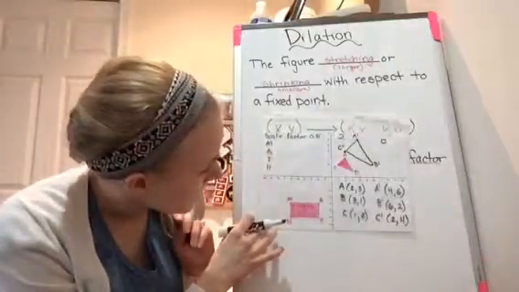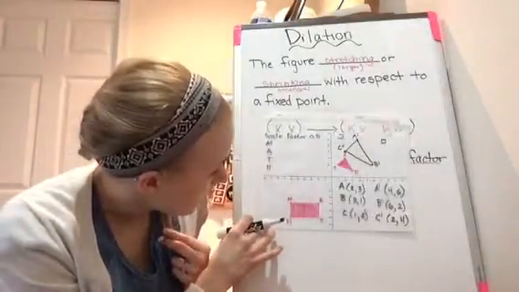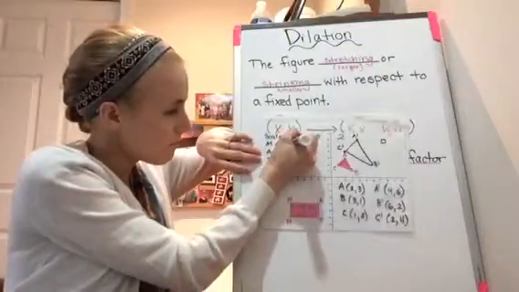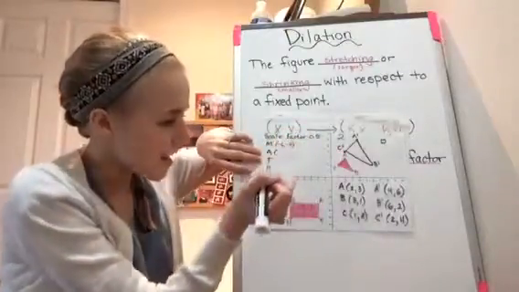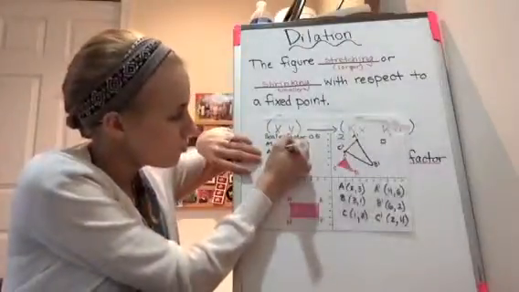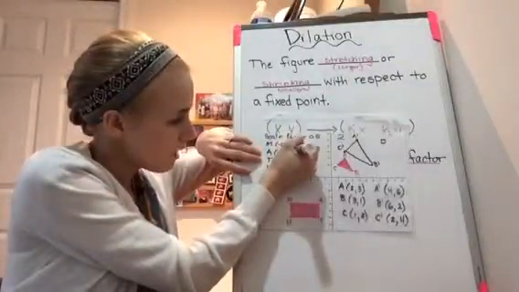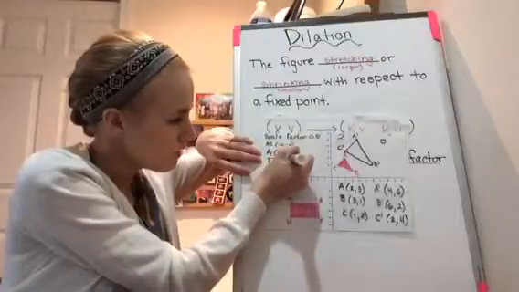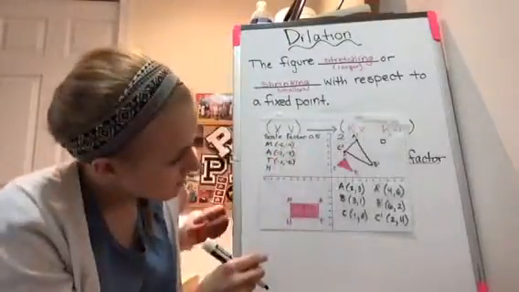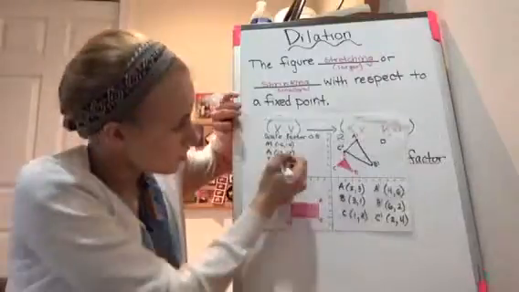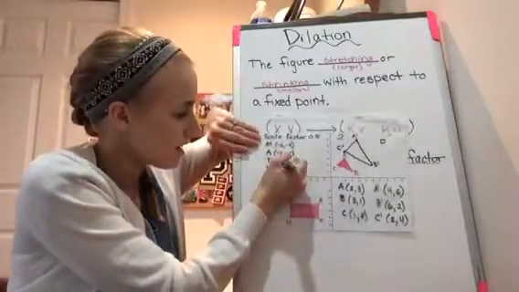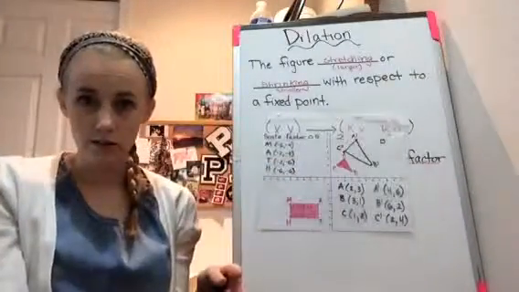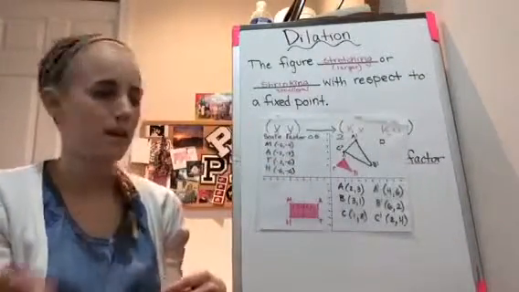So M is at -6, -4. A is at -2, -4. T is at -2, -6. And then H is at -6, -6. All right. So I'm going to divide each of them in half.